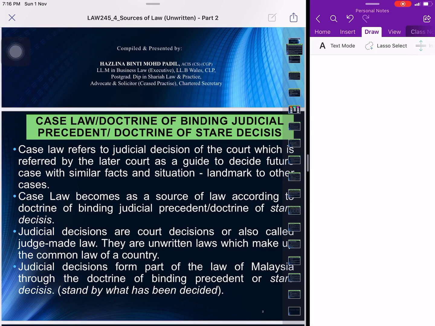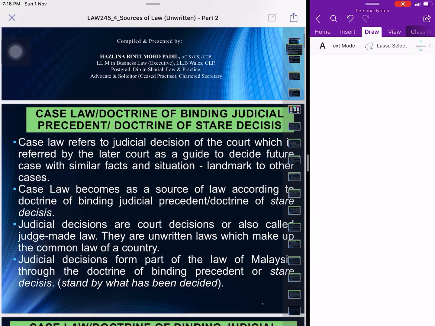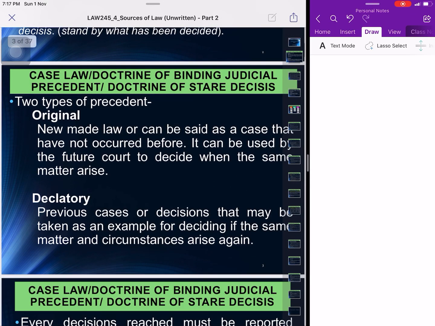Now, judicial decisions form part of the law of Malaysia through this doctrine of binding precedent, meaning whatever has been decided earlier, if similar facts and situation arise, we're going to follow the decision, or what we call stare decisis. Another meaning for stare decisis is to stand by what has been decided. Okay. Next, we move on to what are the types of precedent.